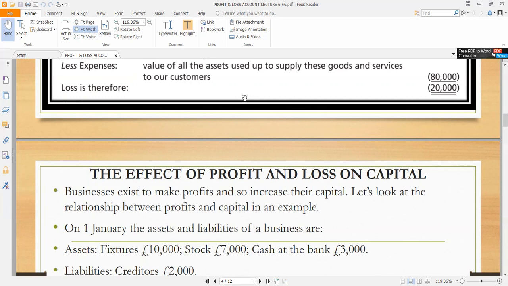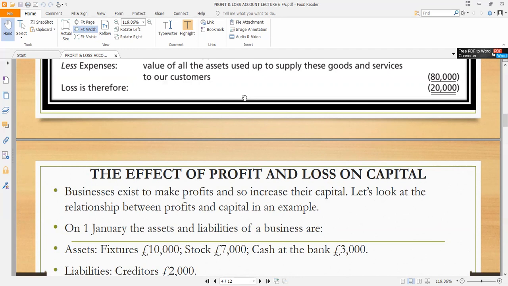Losses, of course, may be there, but losses are an effect of maybe unforeseen circumstances and circumstances that are beyond the control of an individual. However, every business owner wants to make profit. Now let's look at the relationship between profit and capital in an example. Okay, let's just try to bring everything into reality.